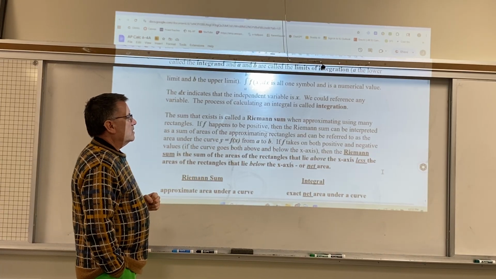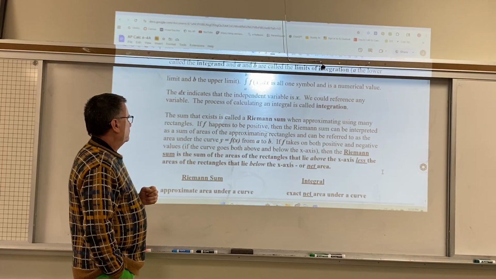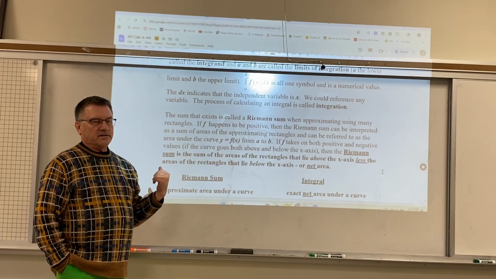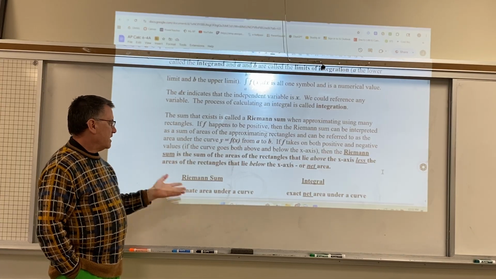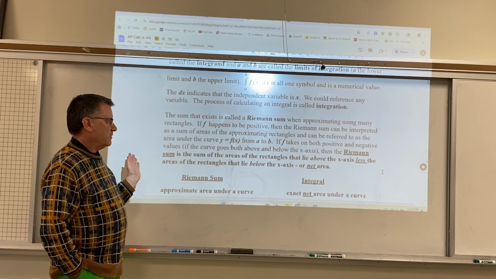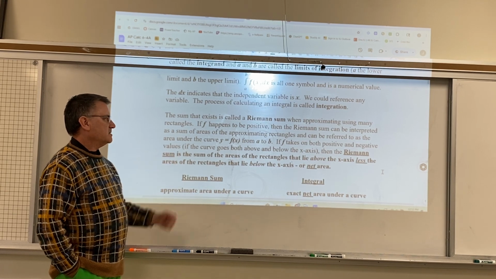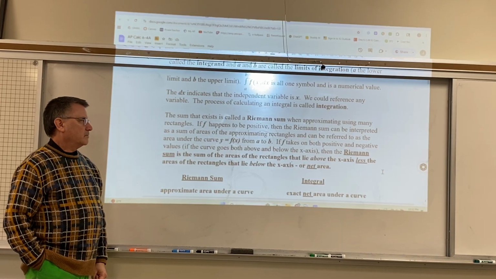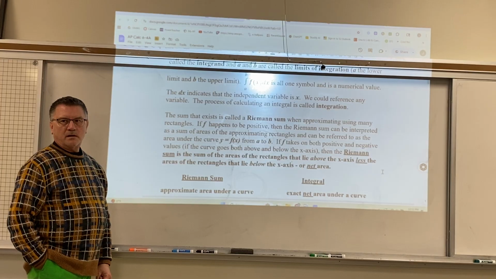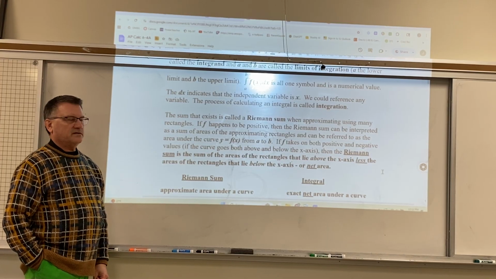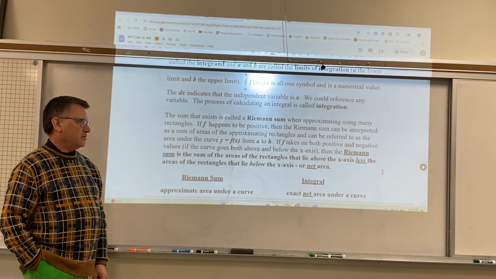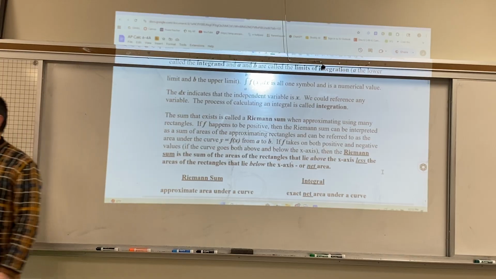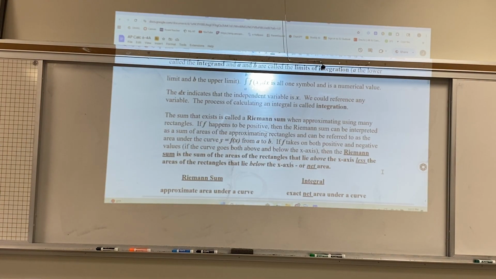Okay. So we're estimating using Riemann sums, a lot of rectangles, using either the right side, left side, or midpoint. We've done all that. Hopefully we've gotten practice with that. So a Riemann sum is the sum of the areas of rectangles that lie above the x-axis minus the areas of the rectangles that lie below the x-axis. So it's what's above the x-axis minus what's below. It will approximate the net area under the curve.